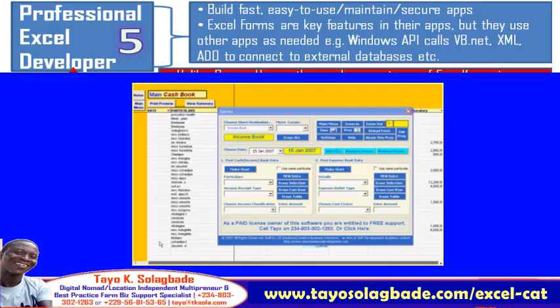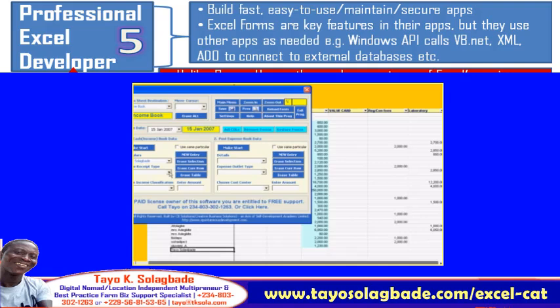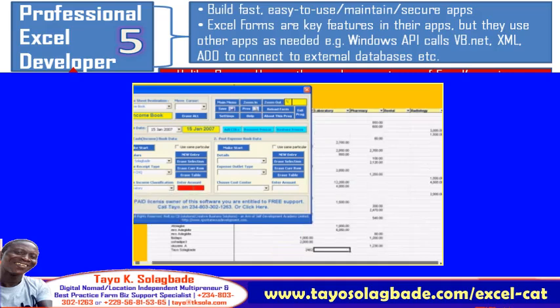All right, the fifth level, the final level, professional Excel developer. These are people that build fast, easy to use and maintain, and also secure applications. There's a particular breed of applications they create called dictator applications that completely control the user interface graphically. Those of you that have seen my applications, the ones that use all the Windows API calls, see how I take complete control of the visual interface to the extent that you might not even recognize that it is Excel at all.